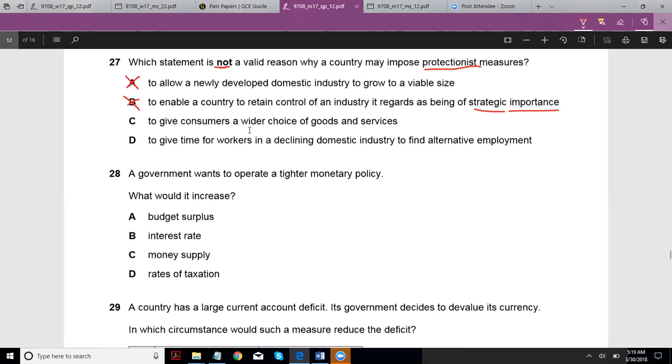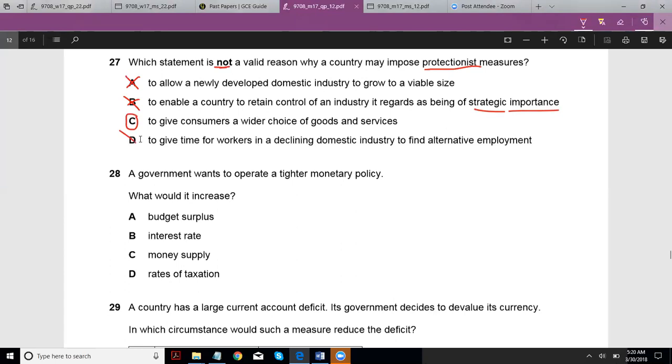To give consumers a wider choice of goods and services? Well, this is your answer, because protectionism reduces choice, especially for consumers of goods and services. Because if you have protectionist measures in place, fewer firms are going to export to your country. Even if they do, those products will just be available at a higher price. And D is to give time for workers in a declining domestic industry to find alternative employment.